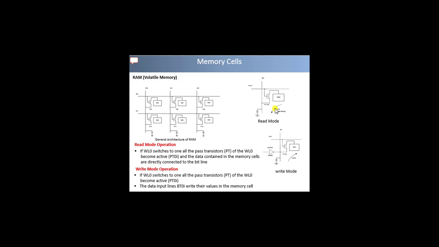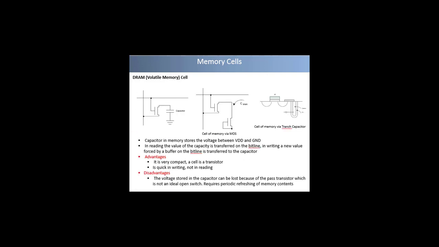Now the way these memory cells are implemented determines the type of RAM memory. So there are basically two types of implementation. One is the dynamic RAM and the other one is the static RAM.